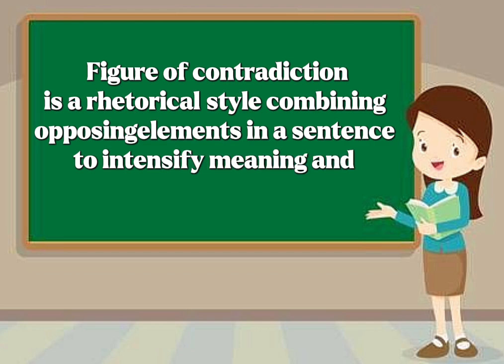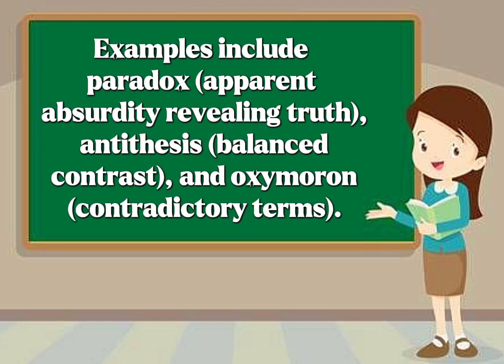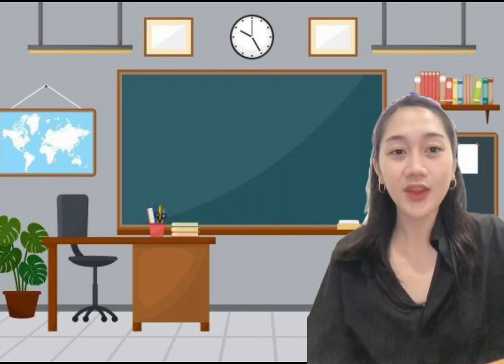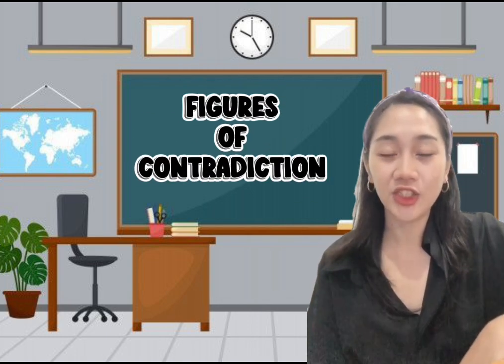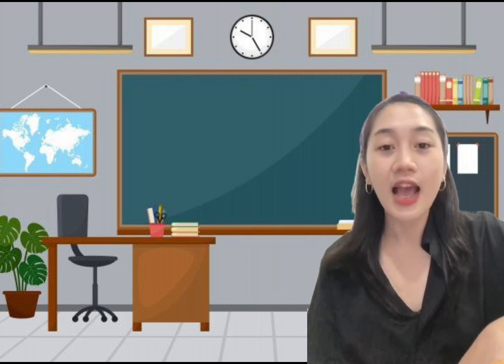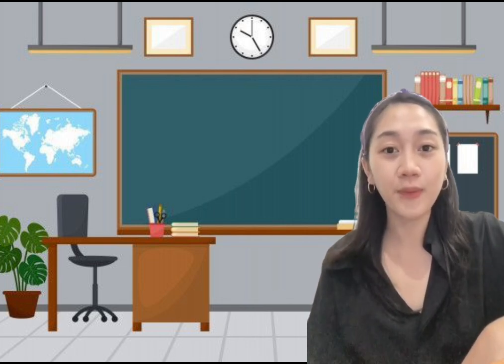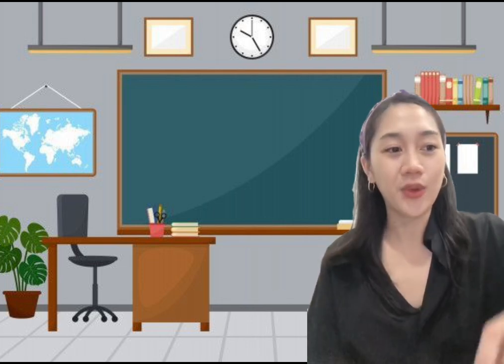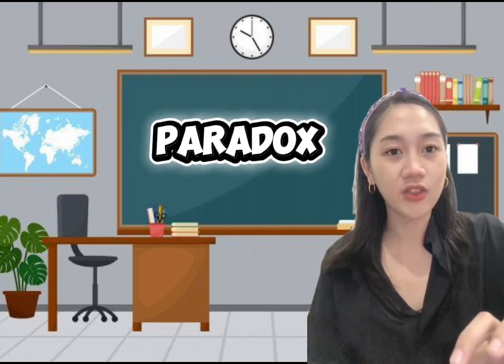Figures of contradiction is a rhetorical style combining opposing elements in a sentence to intensify meaning and emotional impact. Examples include paradox, apparent absurdity revealing truth; antithesis, balanced contrast; and oxymoron, contradictory terms. So, figures of contradictions is when a sentence uses opposite or contradicting ideas to make the meaning more emotional and stronger. So, let's start with paradox.